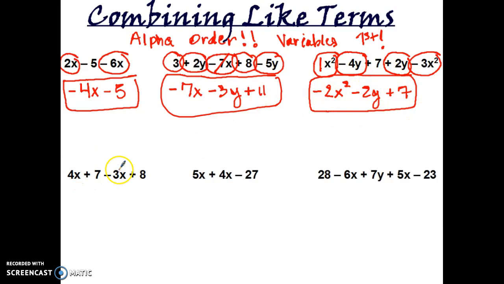All right, so 4x and negative 3x. I know y'all miss my emojis. They'll be back on the next video. I know y'all miss them. They'll be back. They'll be over here in the corner somewhere smiling at you.